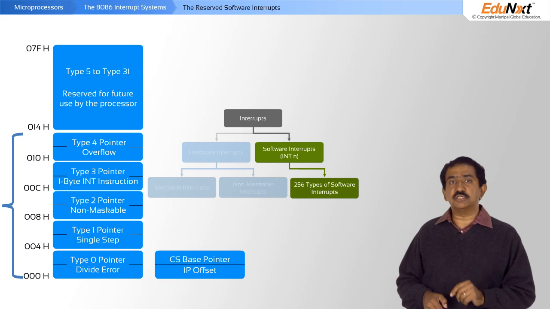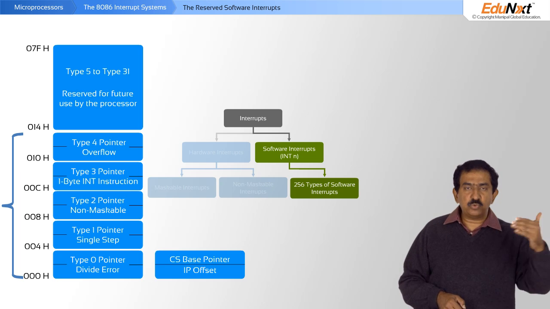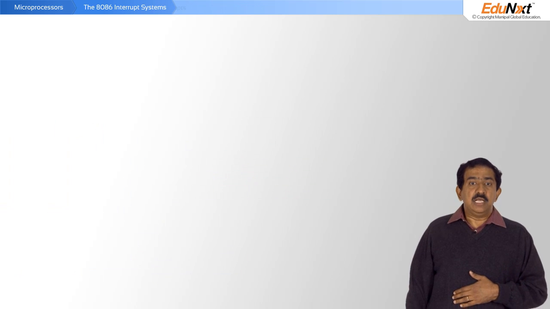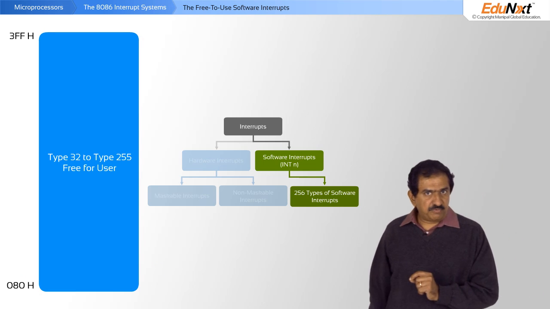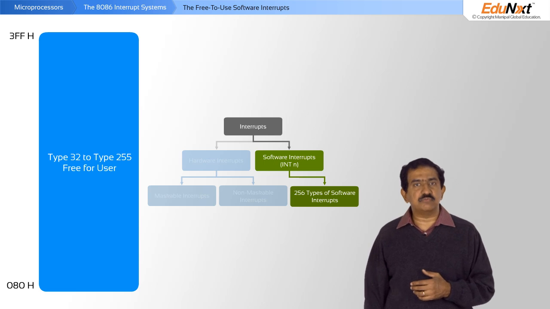But each of them has a CS and IP address associated with it. Type 5 to type 31 is reserved for future use in subsequent families of processors, right. Type 32 to type 255 is free for the user. You can do what you will with these kinds of interrupts, right.